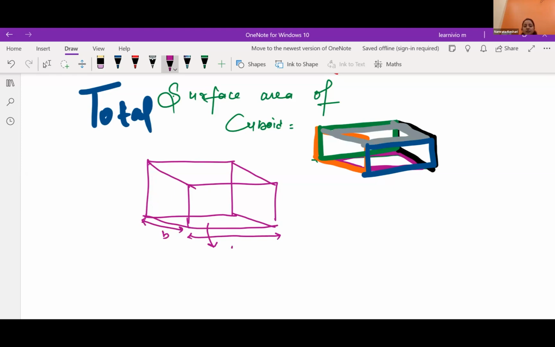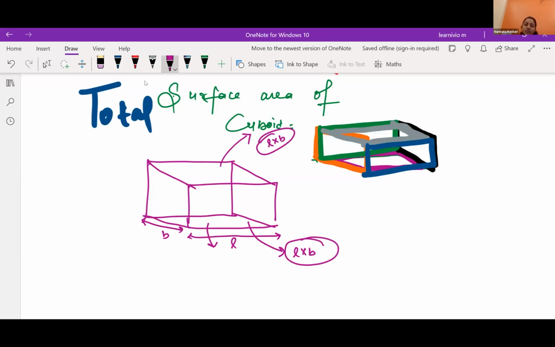Right. So the area of the bottom rectangle will be L into B, right? The area of the top rectangle, which is exactly a copy-paste of the bottom, will also be L into B. Yes or no?